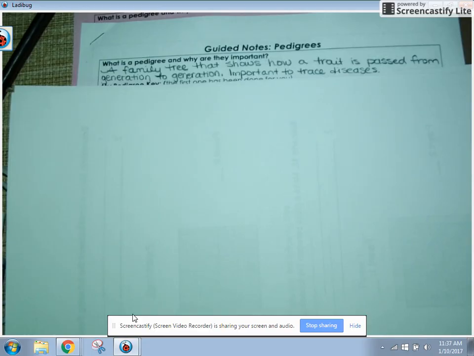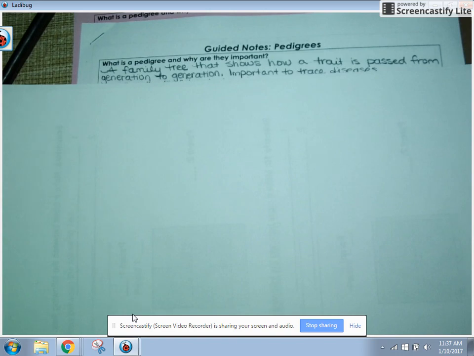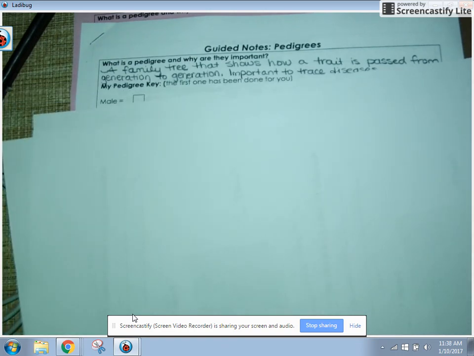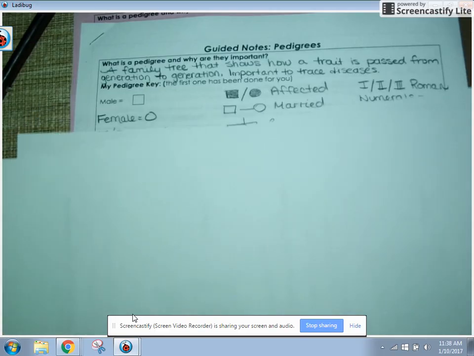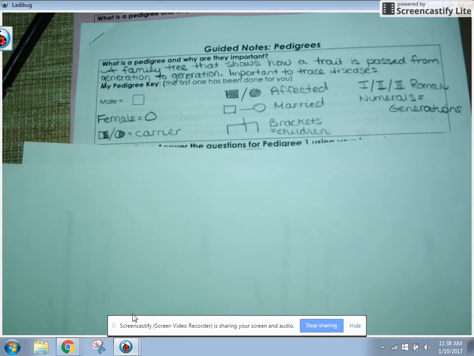Now, you guys have already watched two videos, so as we go through these notes, you've seen a lot of this already. Again, if you need to pause, do so now. So, as you were watching the video, you may or may not have been making a key as you went along. And so, here is a key.